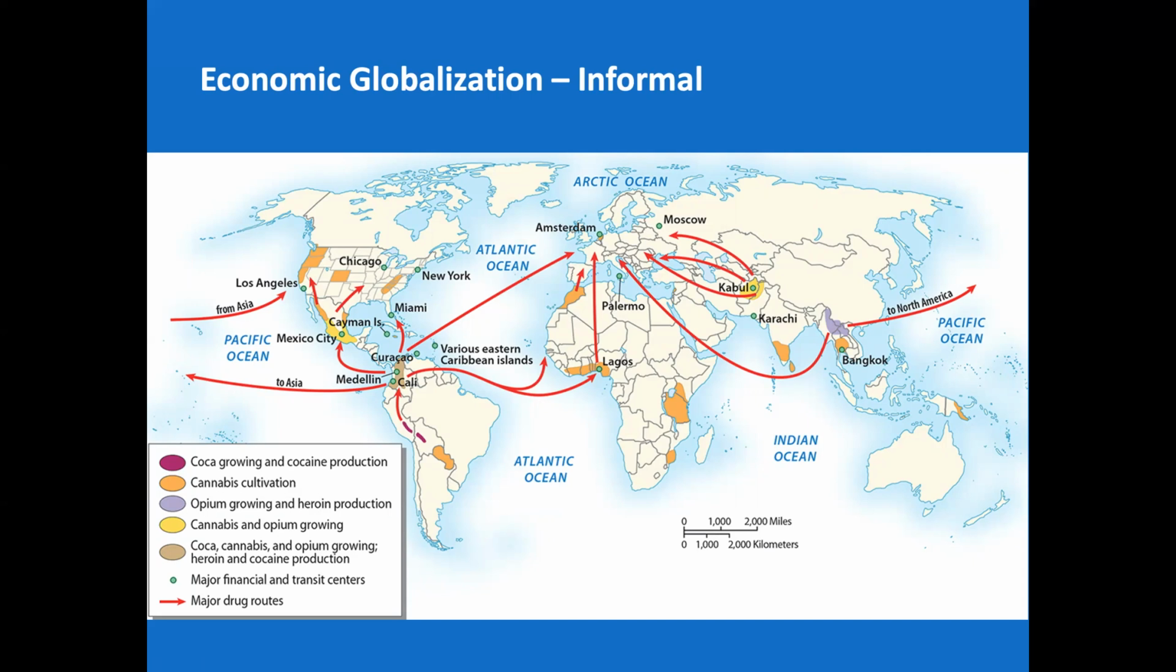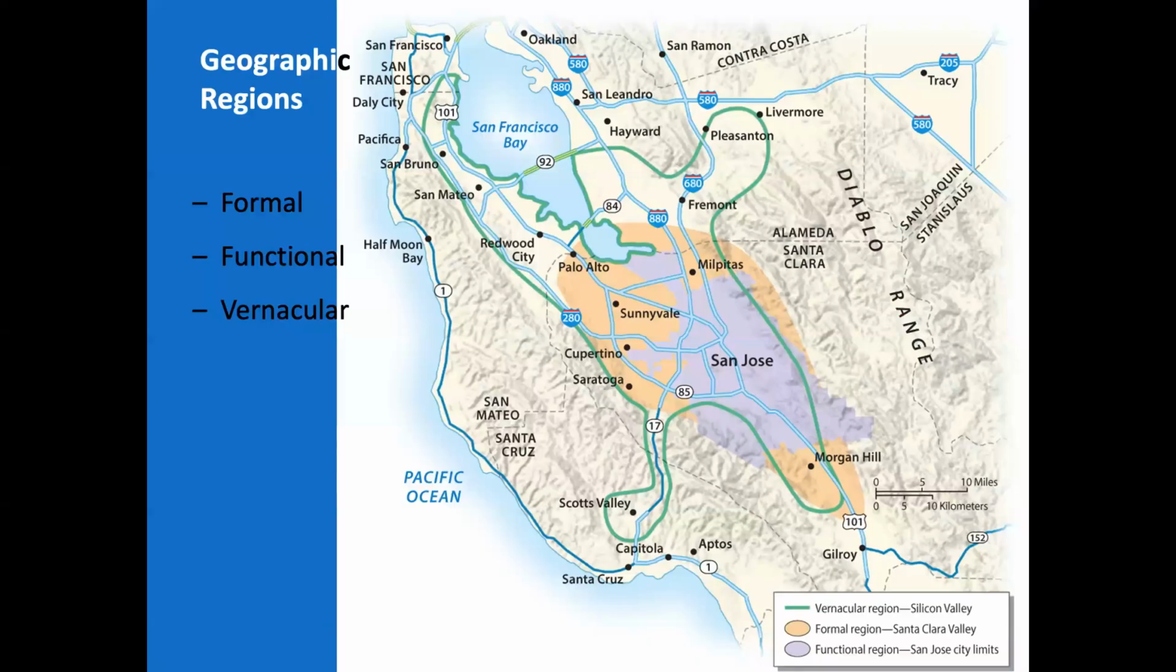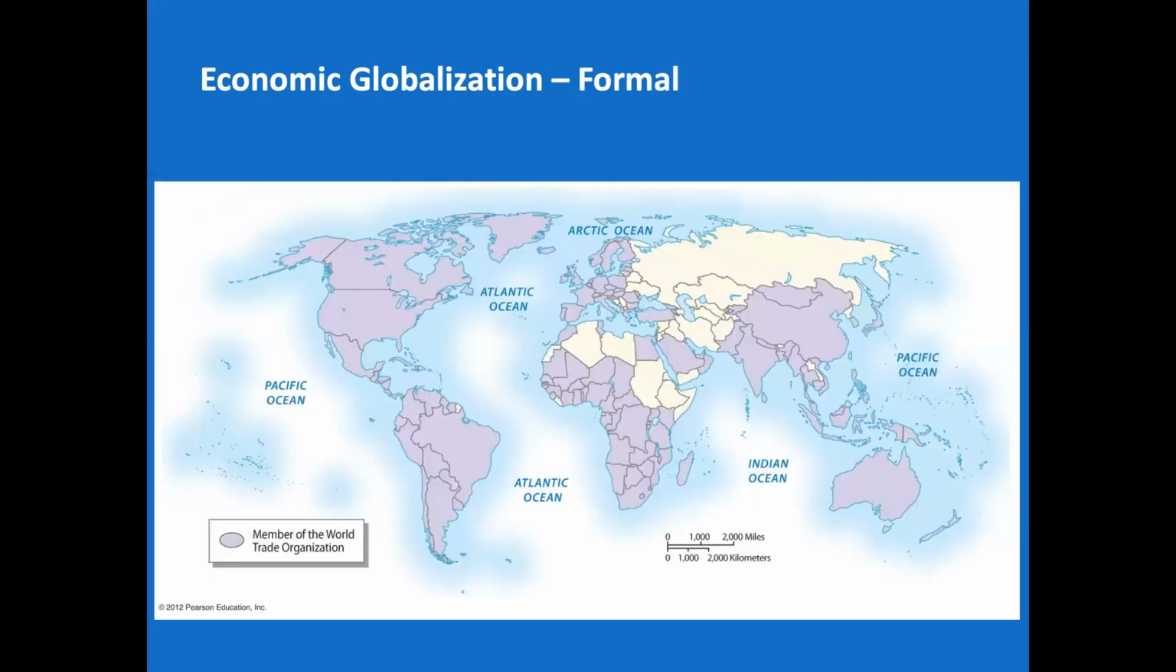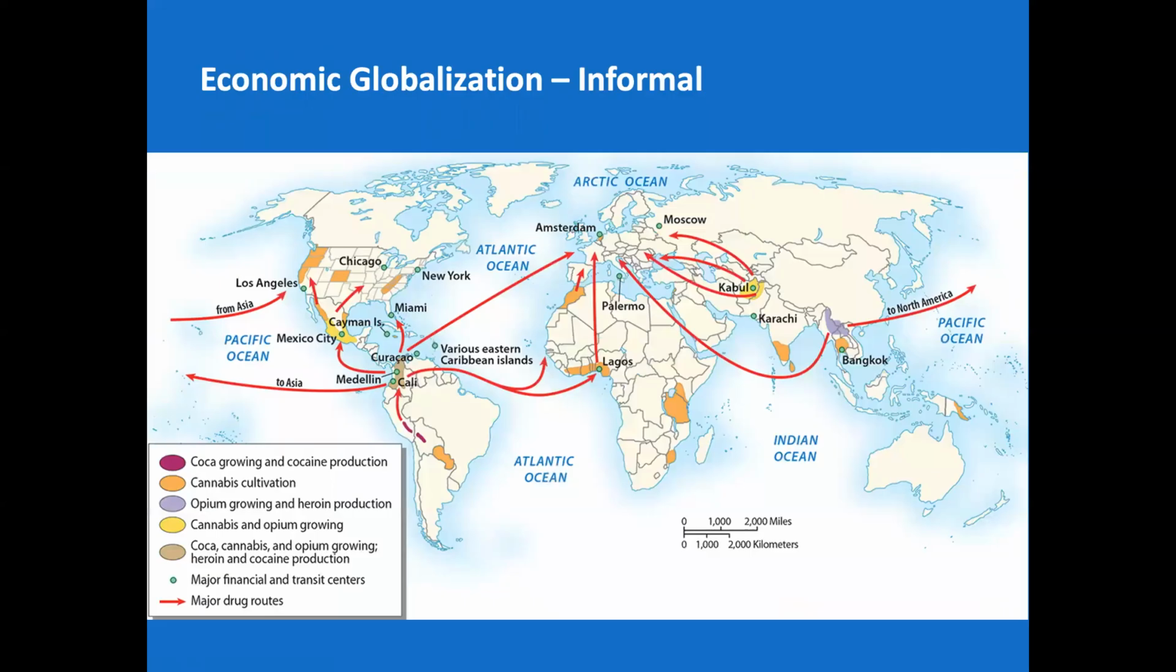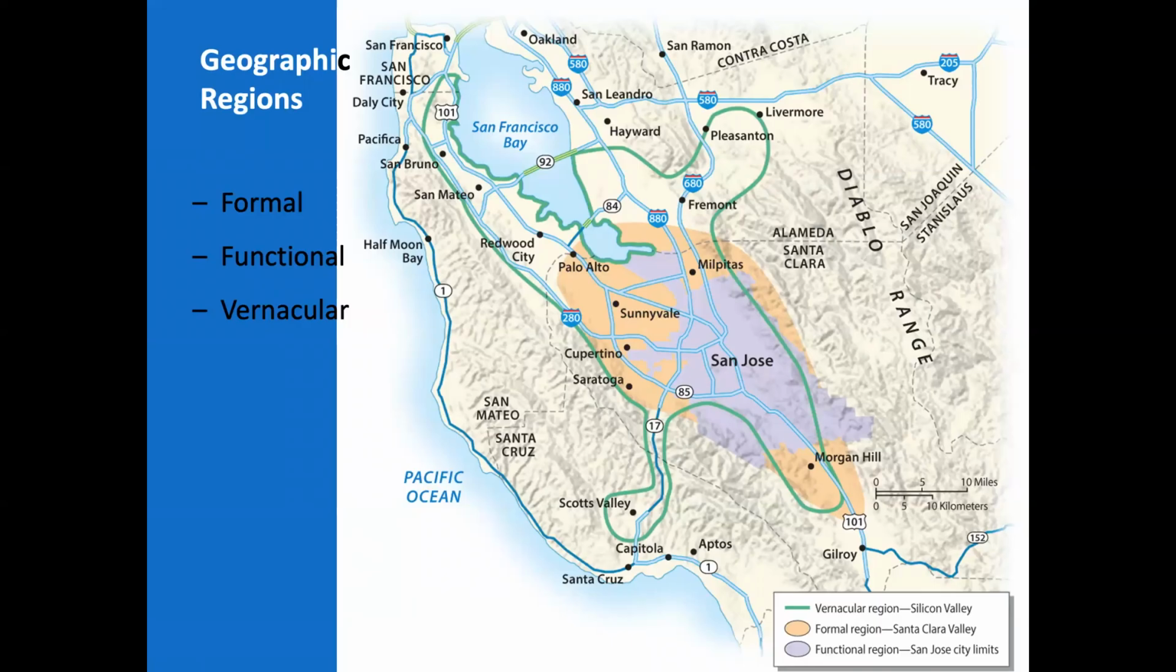It's informal because it isn't defined by a very specific set of boundaries, like a country or a county or even a province, for example, in Canada. Regions can be formal, like this would be a formal region. Regions can be informal, like what I showed you with the drug trade.